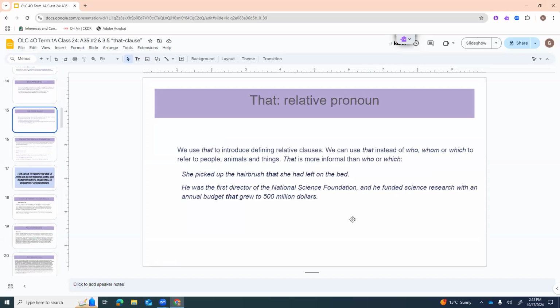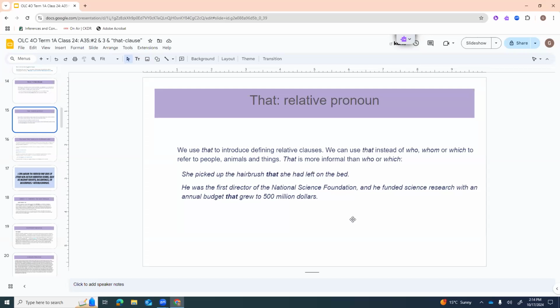That can also be used as a relative pronoun that's introducing a relative clause. And we can use it instead of words like who or whom or which. And that is just considered, again, a little bit more informal than who or which. She picked up the hairbrush that she had left on the bed. I could say, in a formal sense, she picked up the hairbrush which she had left on the bed. I find generally people aren't using which in that sense as much anymore.